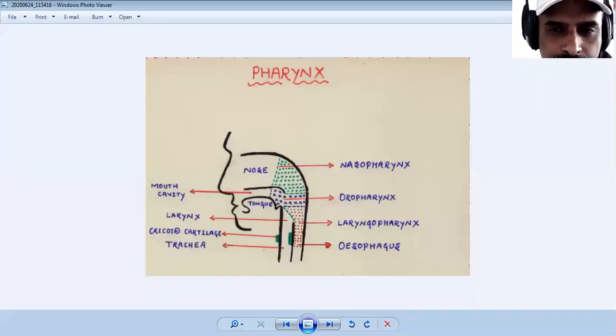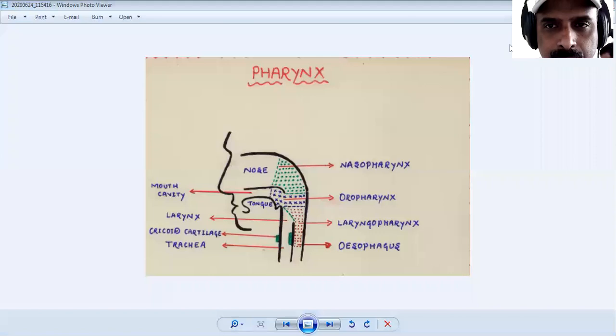Pharynx. I have already covered this topic once. As per your request, I am once again taking a revision of the pharynx.